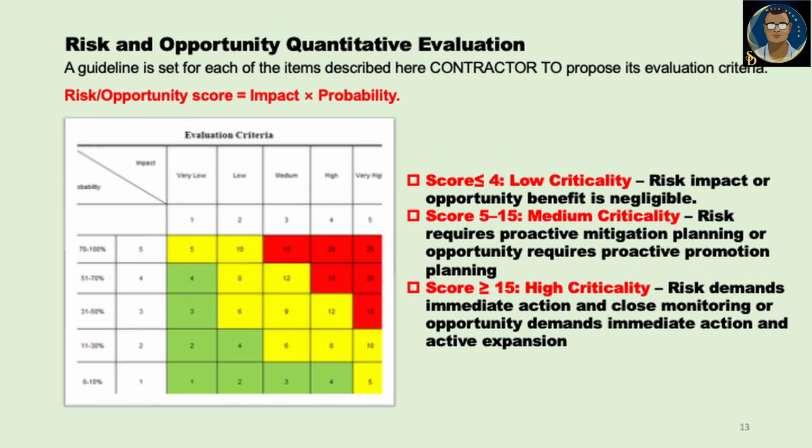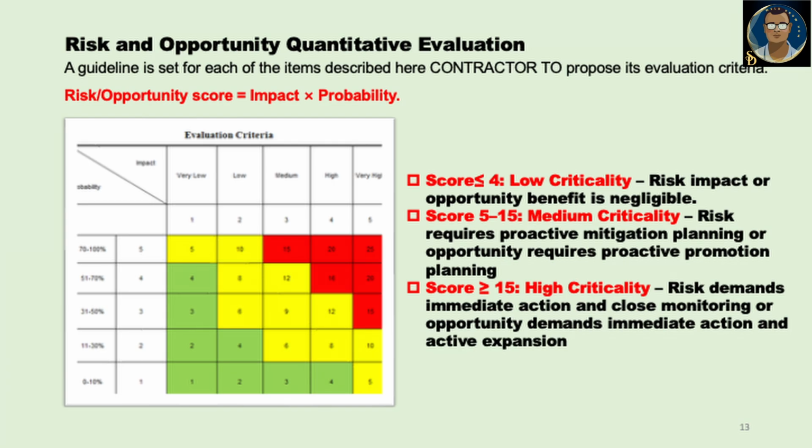Risk and opportunity quantitative evaluation means a mark, a guideline is set, each of the items described. Then the contractor proposes its evaluation criteria. Here is a formula: risk or opportunity score is equal to impact multiplied by probability. Probability we already discussed. So from this table you can see the evaluation criteria.